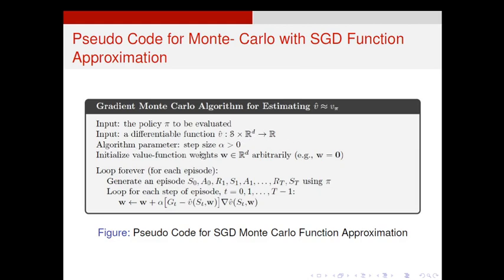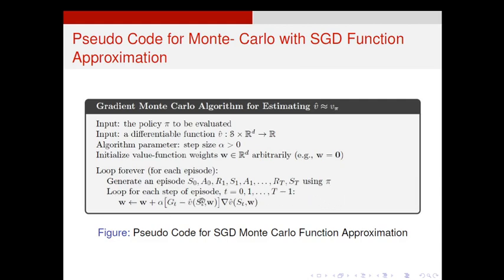We start with the learning parameter alpha greater than 0. Initialize value function weights W to 0 for all components. Then loop for each episode. We have to repeat this for many episodes, then only do we get the stable state values. Generate an episode starting from initial state S0 to terminal state ST with the state, action, reward sequence. We are moving under the policy pi.